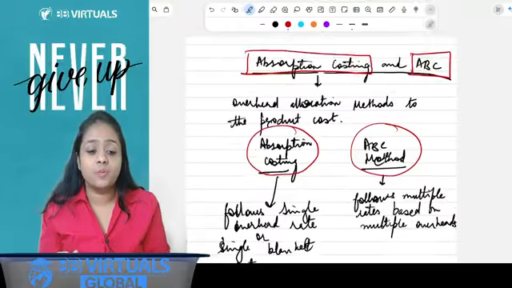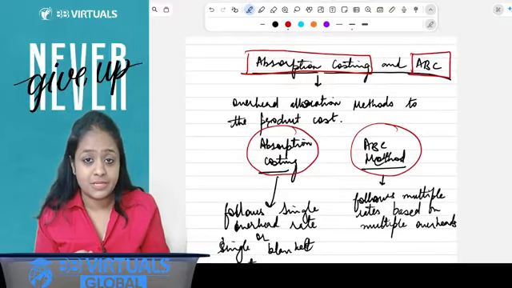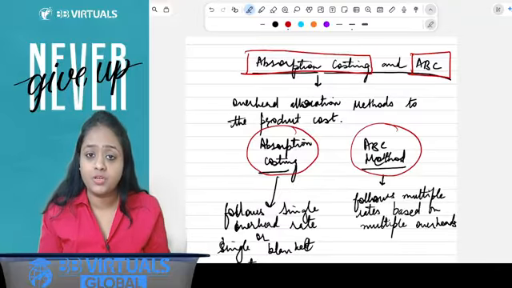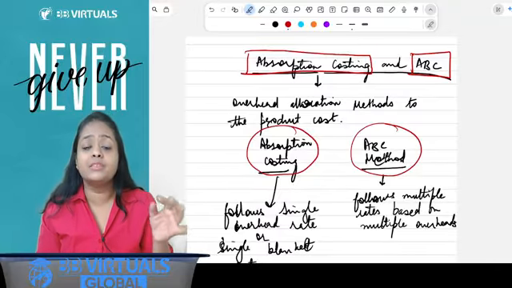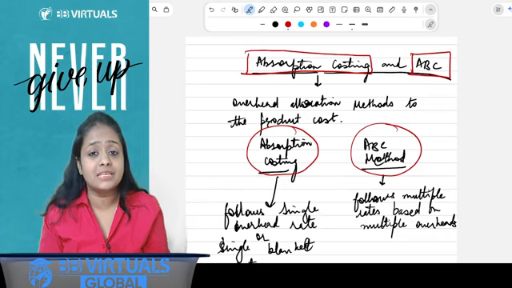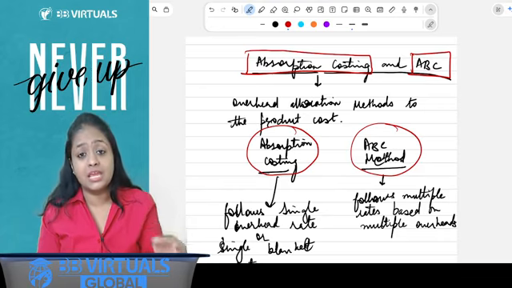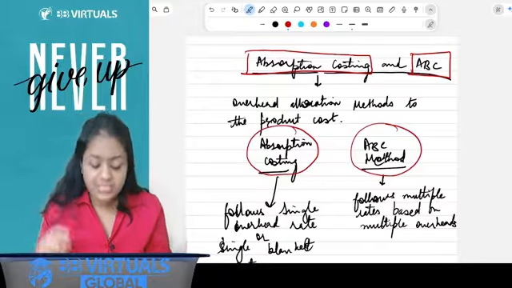First, I'm taking the topic absorption costing and ABC, one of the most important topics, which is covered as an important testing area for all the three sections A, B and C. Let's go into this topic.